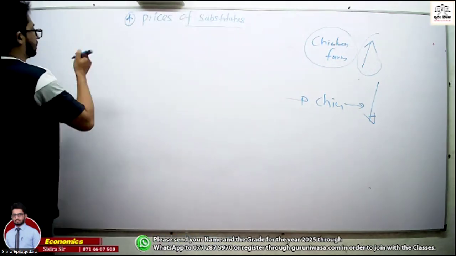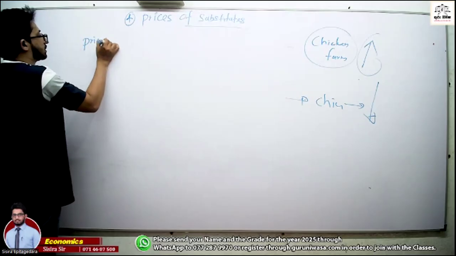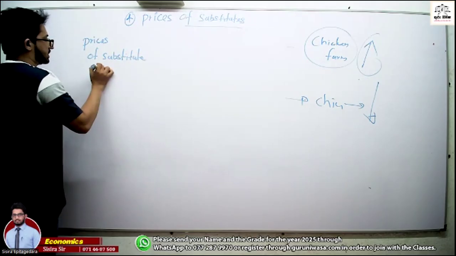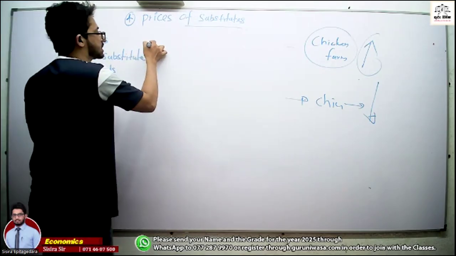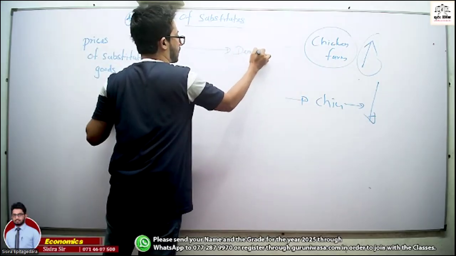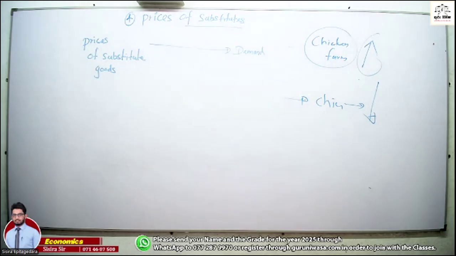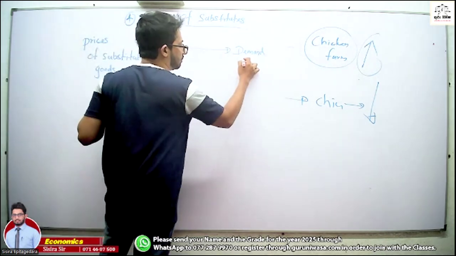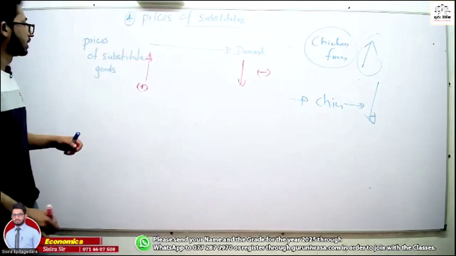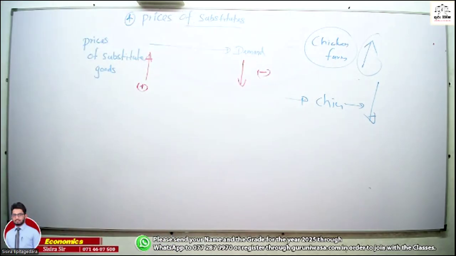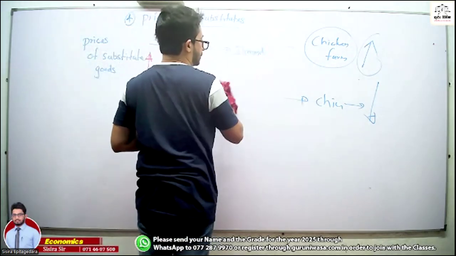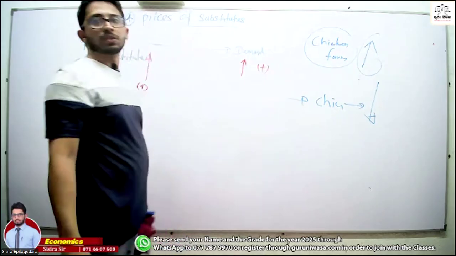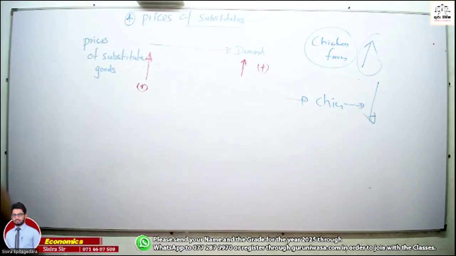Write down prices of substitute goods. When prices of substitute goods increase, demand for our product will increase, because many consumers come and buy our product, right?